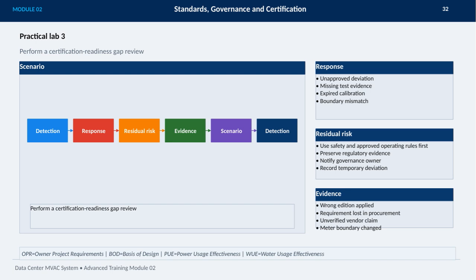On the evidence side, we might encounter issues such as applying the wrong edition, losing requirements during procurement, unverified vendor claims, or changes in meter boundaries. Understanding this framework thoroughly helps ensure compliance and prepares the system for successful certification.